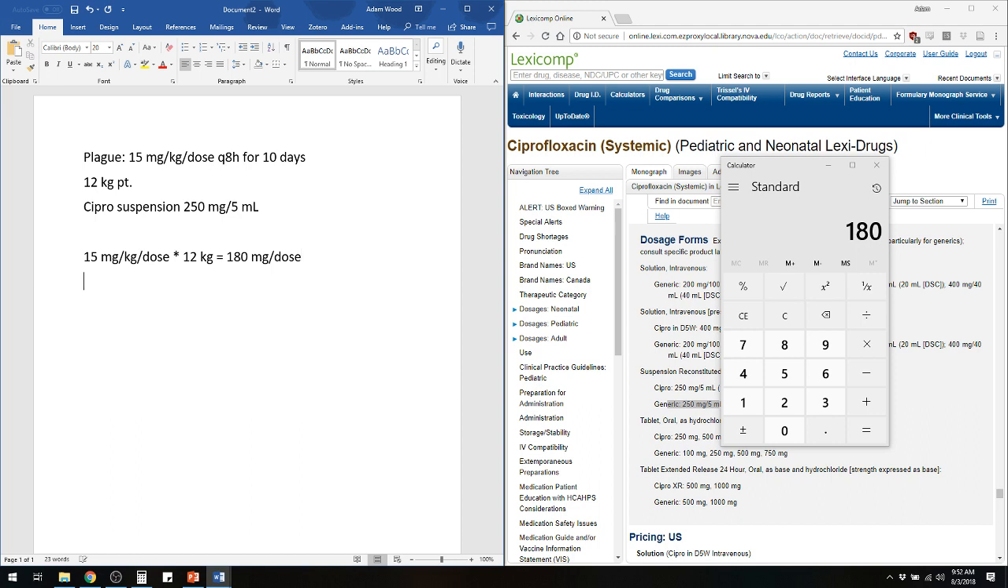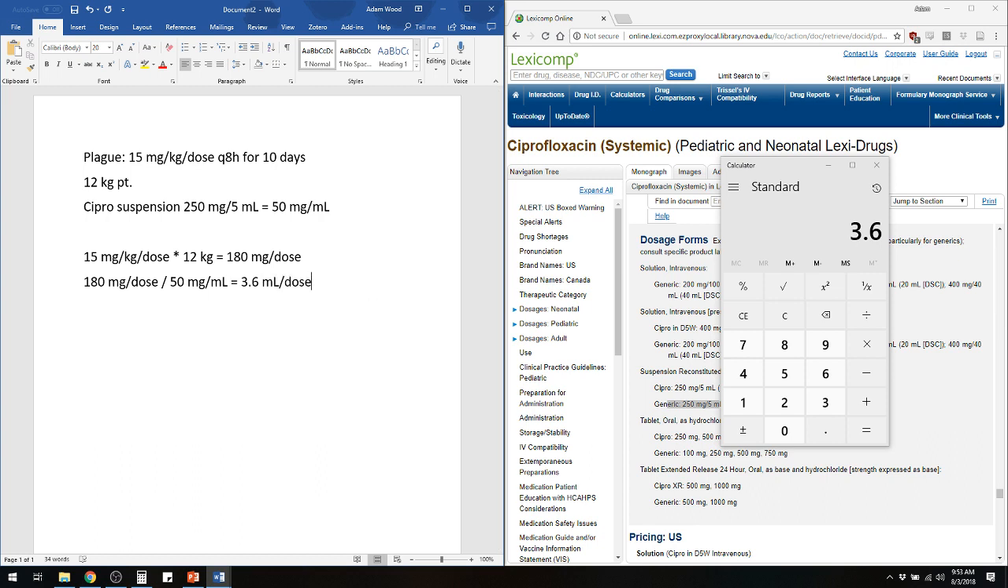Okay, so now what do I do? With the Cipro suspension, I can say 250 divided by 5 is going to be 50 milligrams per mL. So I can take that 180 milligrams per dose, then divide that by 50 milligrams per mL. 180 divided by 50 equals 3.6 mL. So this patient will be getting 3.6 mL per dose.